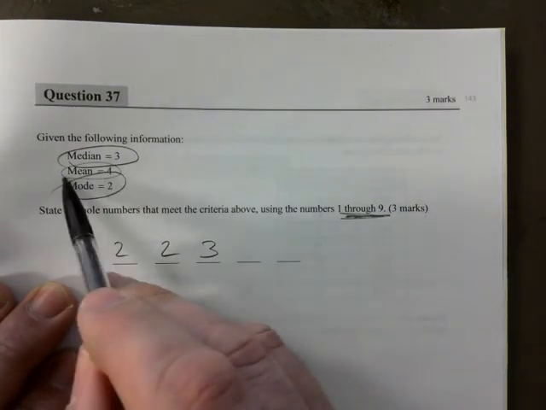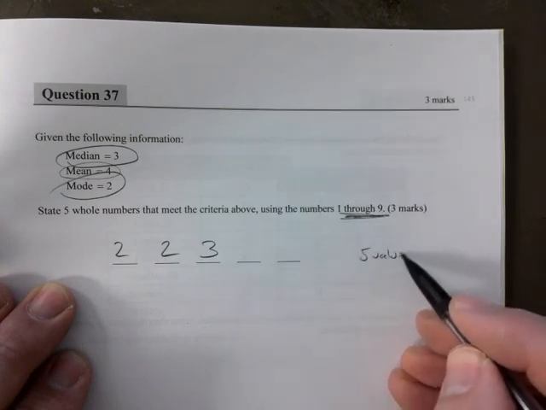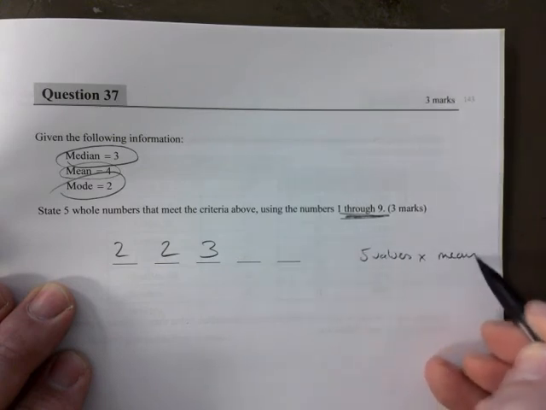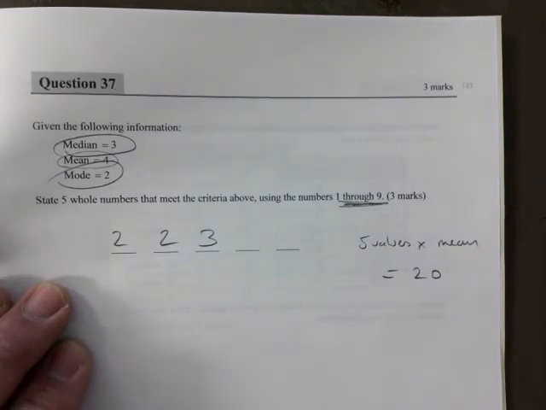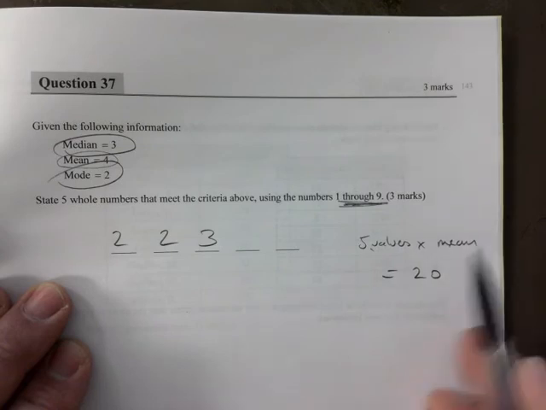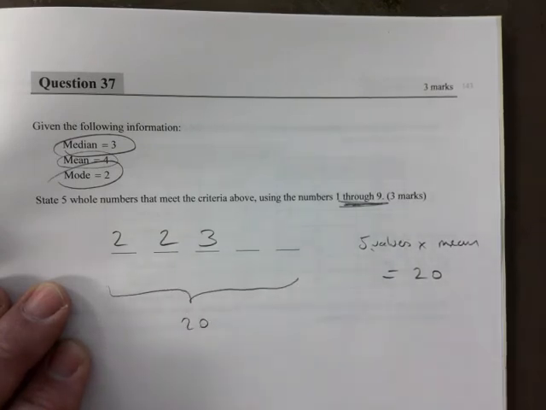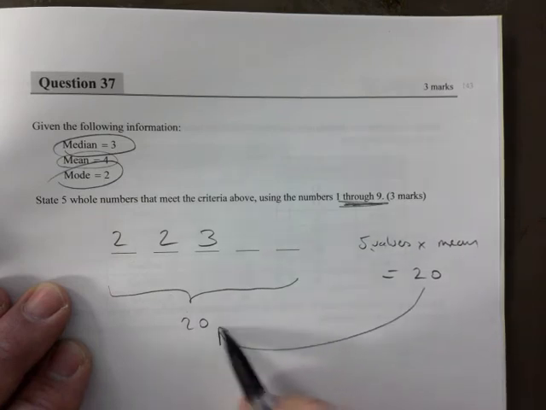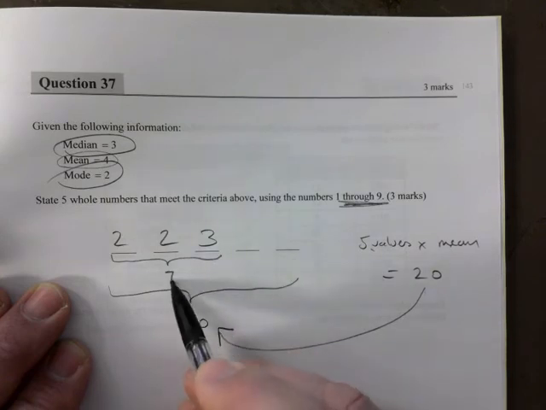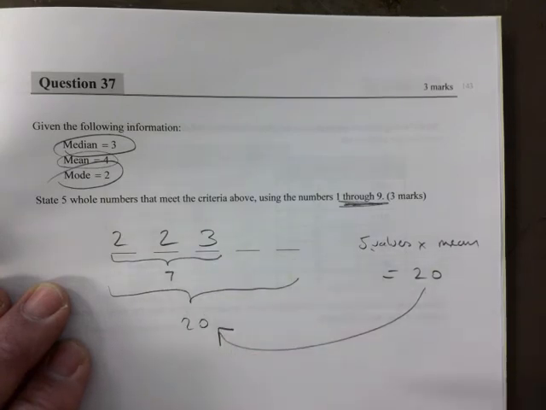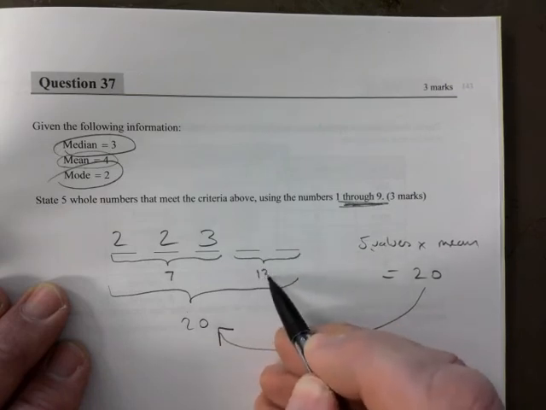The mean, to get the mean, you just go 5 values times mean. That gives you a sum of 20 that you need, right? So 5 times 4, that means that the whole thing should add up to 20, right? That's how you get that. This chunk right here adds up to 7 already. So you just need a combination that gives you 13, right?